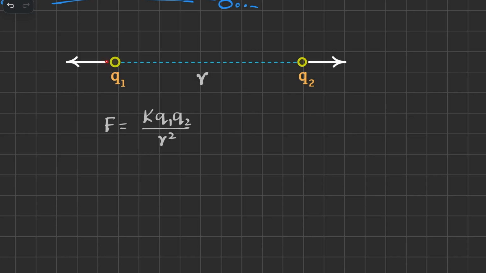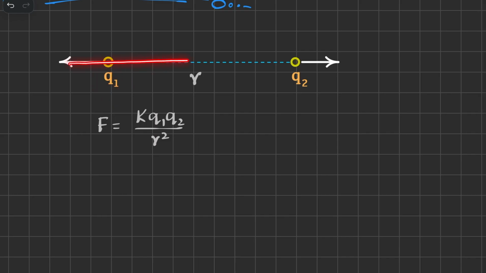So if repulsion, let's say on q1 a repulsive force is being applied, in that case the direction will be like this, and if q1 is being attracted, then the direction will be like this. In any case, always the direction will be along the line joining the two charges, right? So during calculation of magnitude we only put the magnitude of q1 and q2 here.